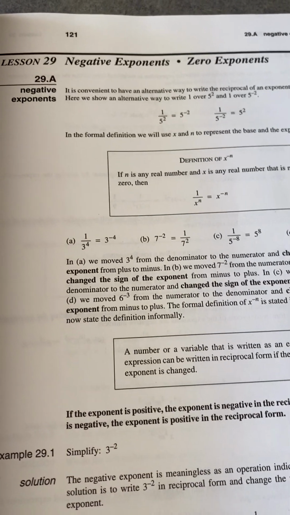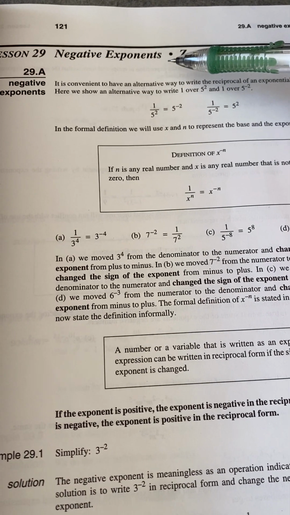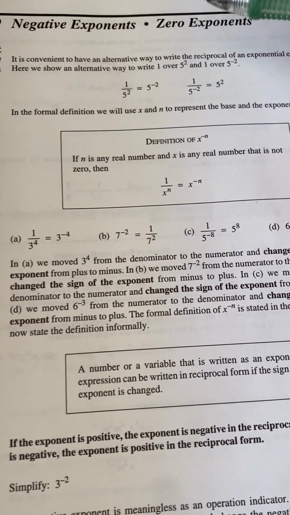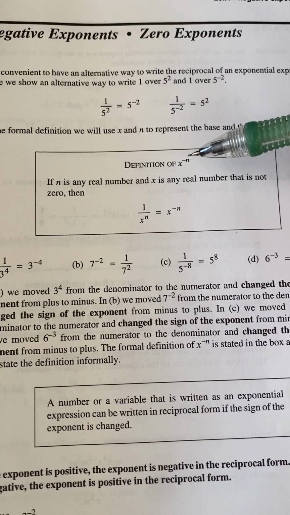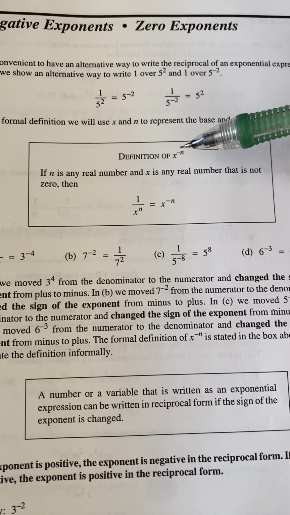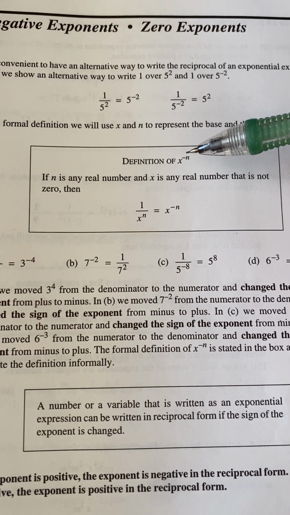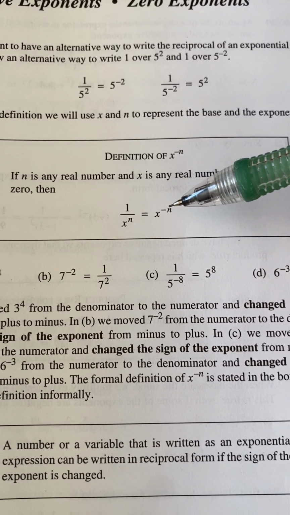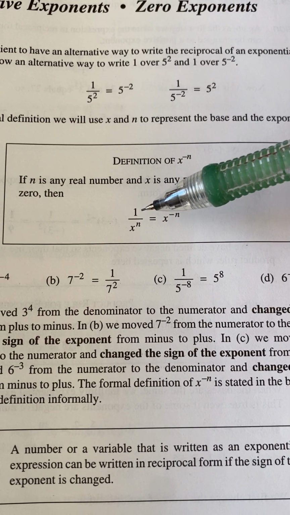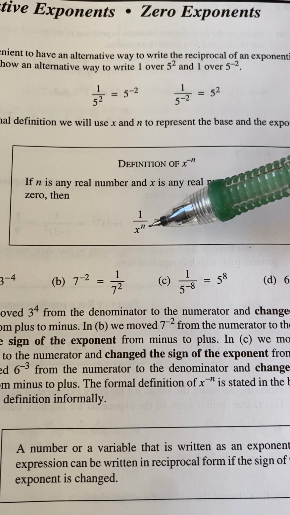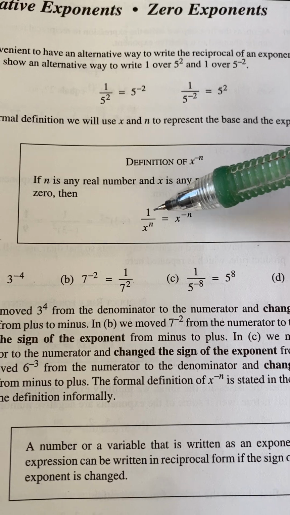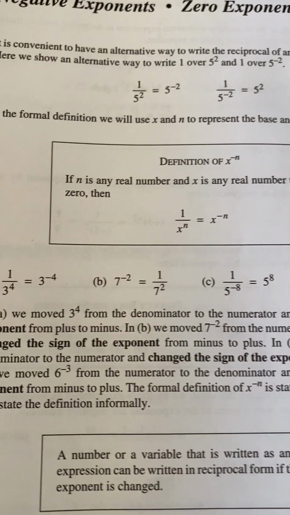In lesson 29, we're introduced to negative exponents. This is probably the first time that you've seen this. And a negative exponent does not mean that any number is negative. A negative exponent simply means the reciprocal. So reciprocal, remember, is like a fraction when you flip it. So x to the negative n is equal to 1 over x to the n.